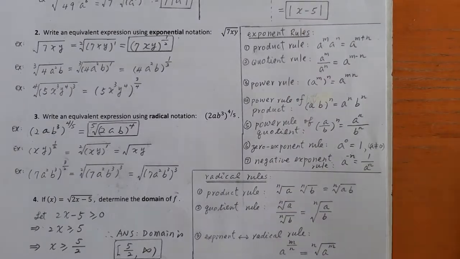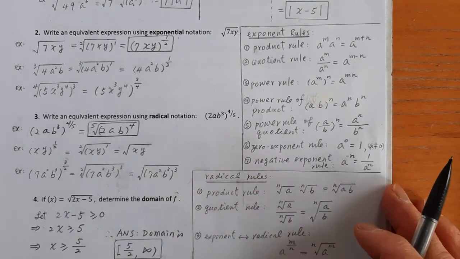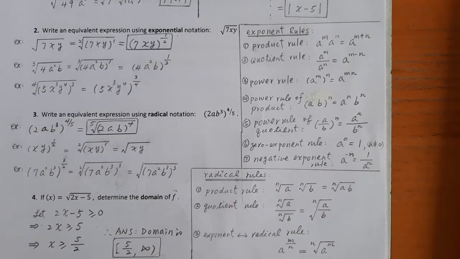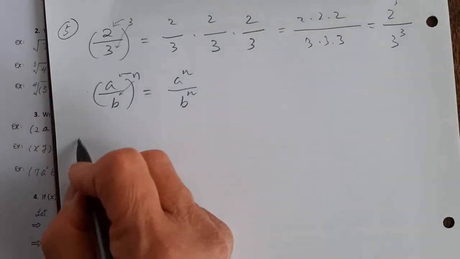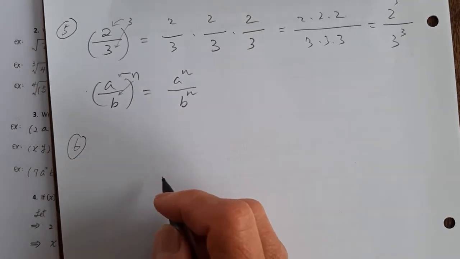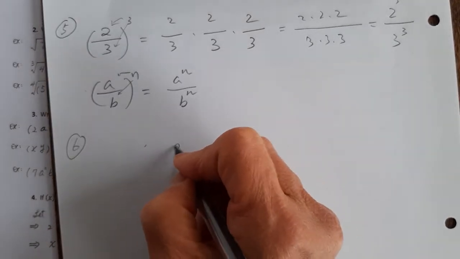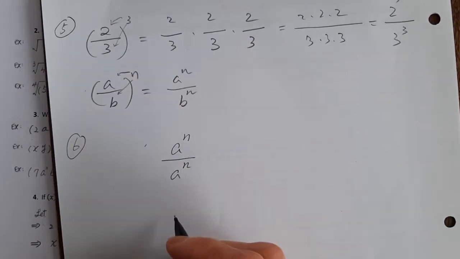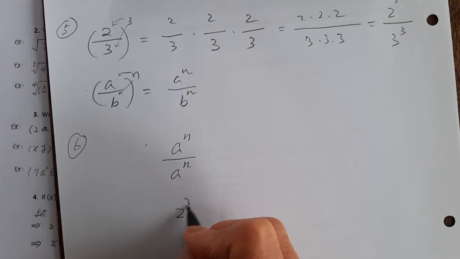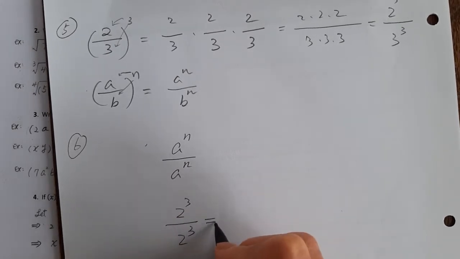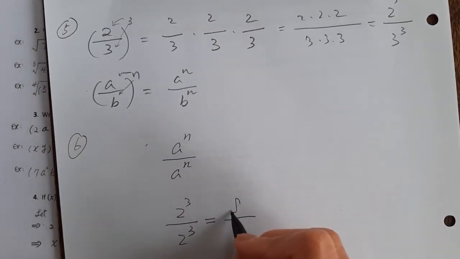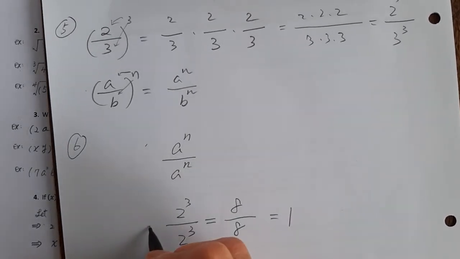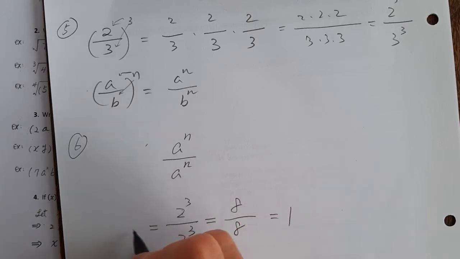This we call power rule of quotient. The next one is the zero exponent rule. We can prove this. If we put a to the power n over a to the power n, equal what? Like 2 to the power 3 over 2 to the power 3, equal what? 8 over 8 equals 1. Equal 1.